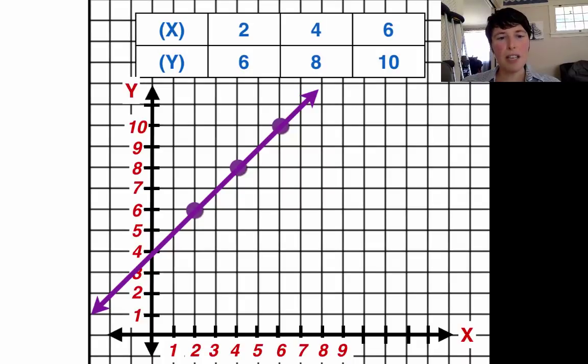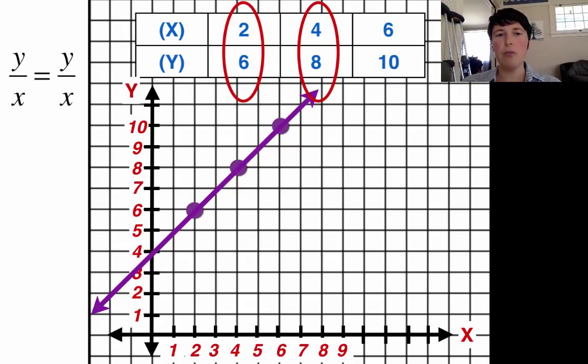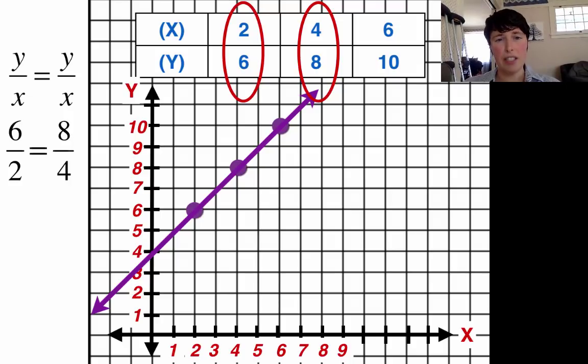So let's go back to our examples. Remember, this was example 1. This was the first graph that we made. Let's think about, is it a proportion? Is y over x equal to y over x if we made two fractions? Well, I'm going to circle two coordinate points in the table, and I just picked these at random. I'm going to use 2, 6, and 4, 8. And I'm going to make them into fractions. So that would be 6 over 2 and 8 over 4. We'll flip them upside down. Now, are those the same fractions?